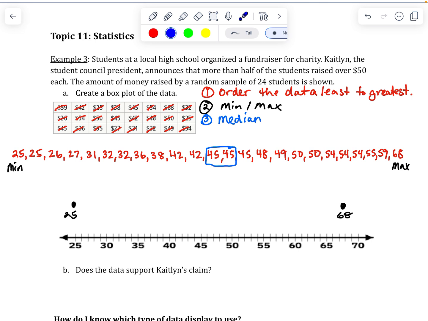Okay. Then for our median, we're going to take that number and start creating the middle of our box right here at 45. Okay, so there's our 45. All right.